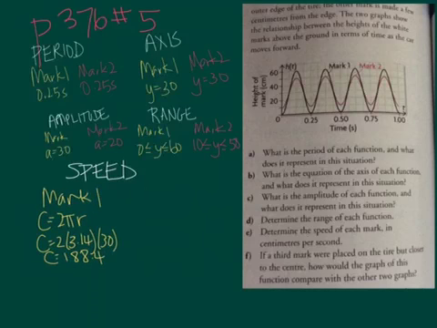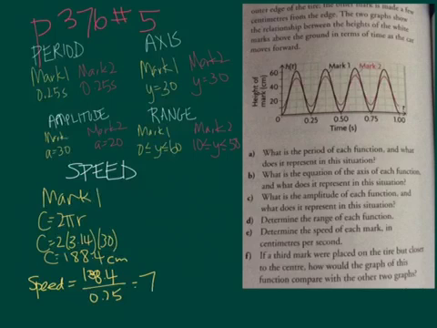In order to figure out the speed, we need to figure that over the period. So the 188.4 centimeters in this case is over the course of 0.25 seconds. So the speed then is equal to 188.4 over 0.25 seconds. So in this case, it's 753.6 centimeters per second for Mark 1.